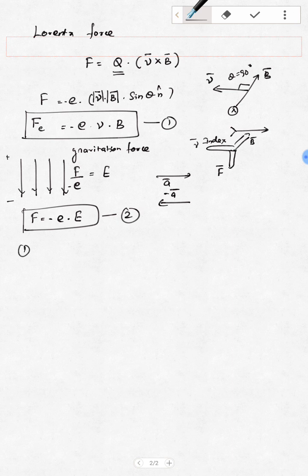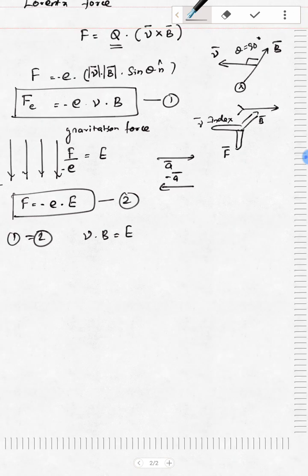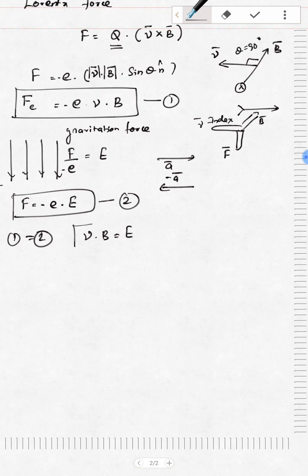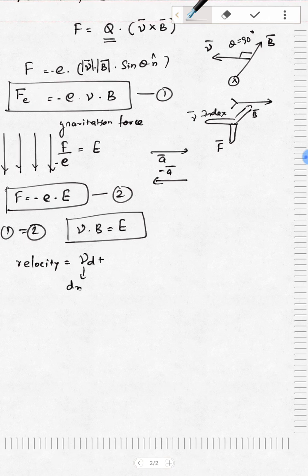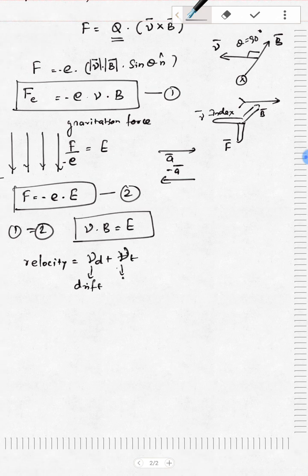So 1 and 2, if I equate them quickly, we'll get V times B equals the electric field. So this is one of the relations we will get. Here the velocity is nothing but, we know already, two velocities: the drift velocity plus the thermal velocity, that is Vt. This is the thermal velocity.